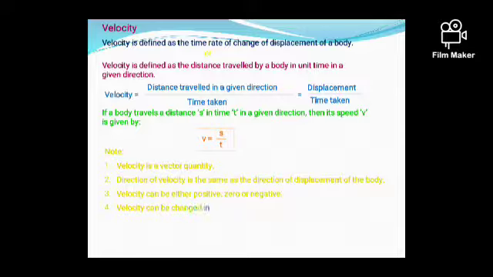Okay, velocity can be changed in two ways. Number one, because velocity is the speed of a body in a given direction, if I change the speed, the velocity will change. So number one, it can be changed by changing the speed of the body, and second, it can be changed by changing the direction of the body. So in these two ways you can change the velocity of the body.